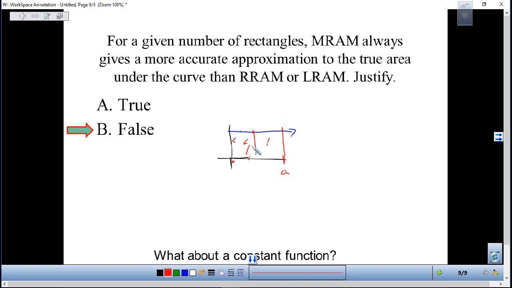So since that's a constant, any number of rectangles we've got is going to get an exact answer, because this is a rectangle in itself. We're just cutting this rectangle up into smaller rectangles, which we can easily do, and we don't lose any value. So this one is false, specifically because of that one right there. There are other instances with different functions where MRAM is not necessarily going to give a better approximation, but this one's the catch-all. It's guaranteed every single time, for any number of rectangles, that MRAM will never give a more accurate answer.